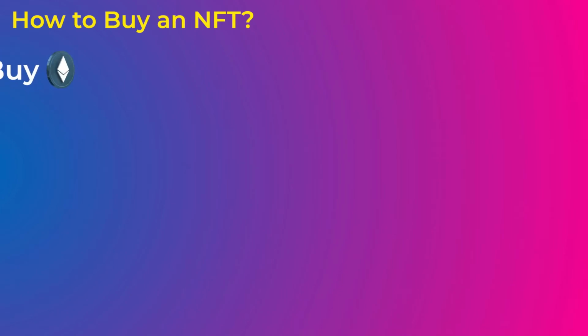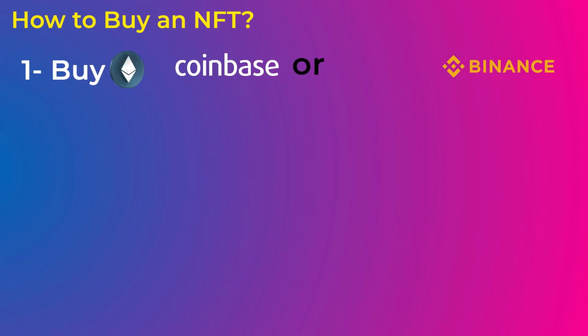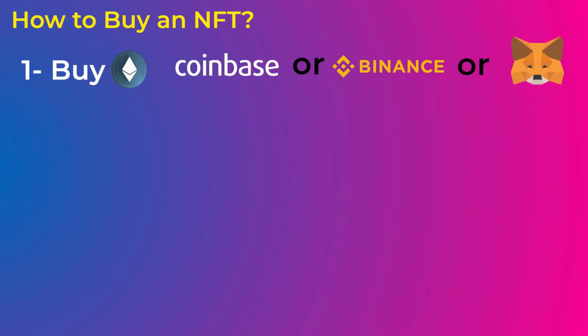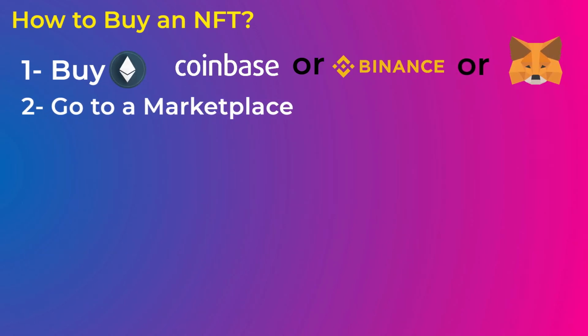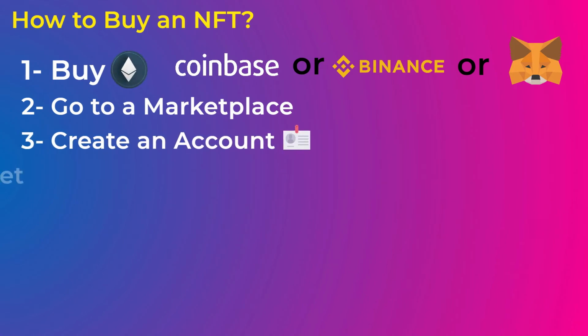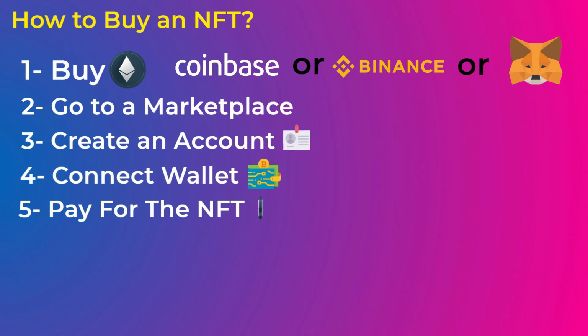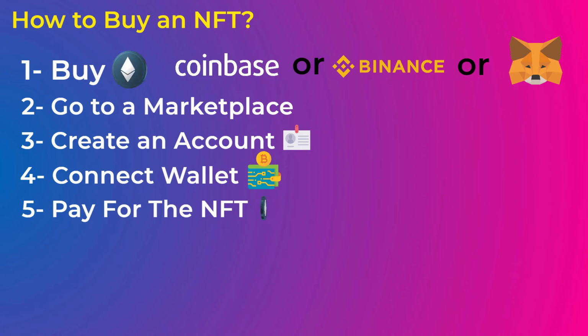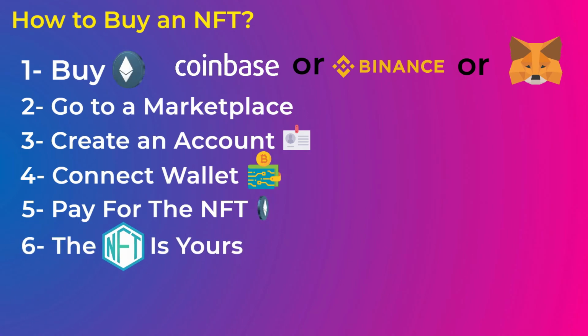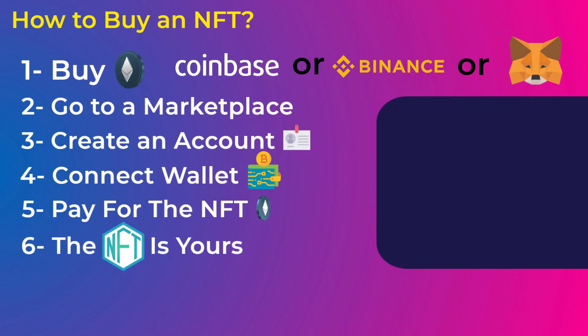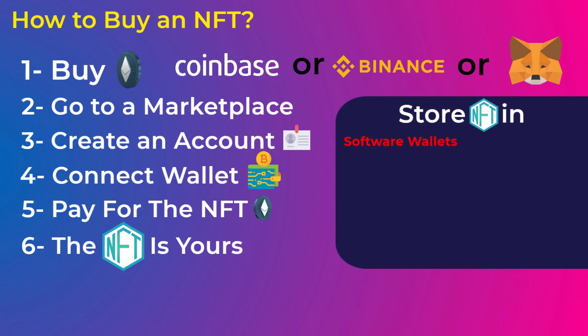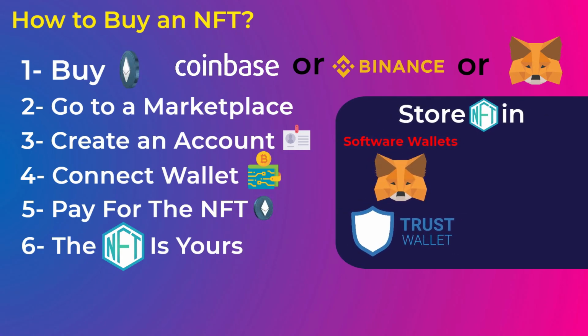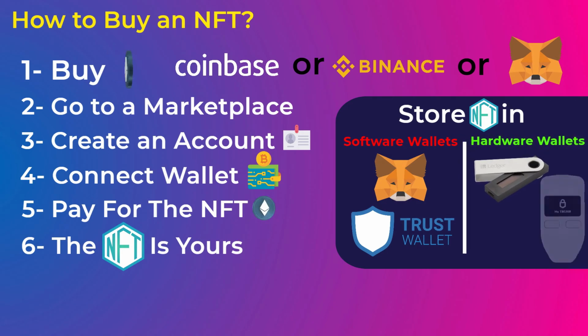So to buy an NFT on these marketplaces, first you need to buy some Ethereum, which you can do on Coinbase or Binance, or from your MetaMask wallet. Then, head over to one of these marketplaces, create an account, connect your wallet, and then pay for the NFT you chose with Ethereum. After that, the NFT ownership will be yours. You can store your NFT in a software wallet like MetaMask or Trust Wallet, or you can store it more securely in a hardware wallet like the Ledger Nano or Trezor.